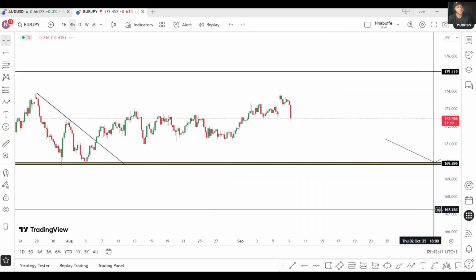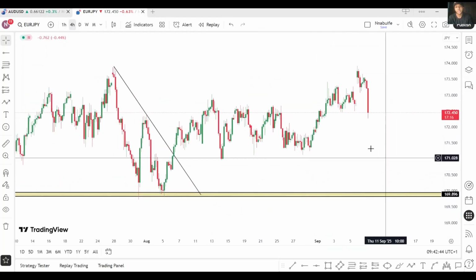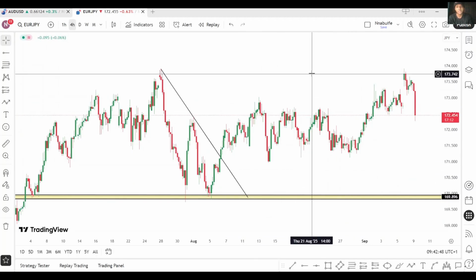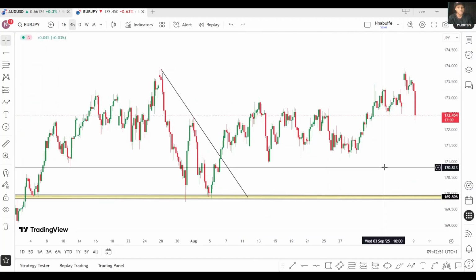So that's it for Euro JPY, the trade has already played out. Although it took a long time before this trade actually hit the take profit, but it is what it is. So Euro JPY done and dusted. I think this pair is actually going to be giving us some trading opportunities in the future. So I'll actually be watching out for Euro JPY in the coming future.